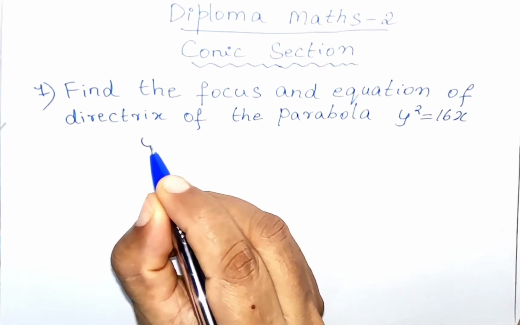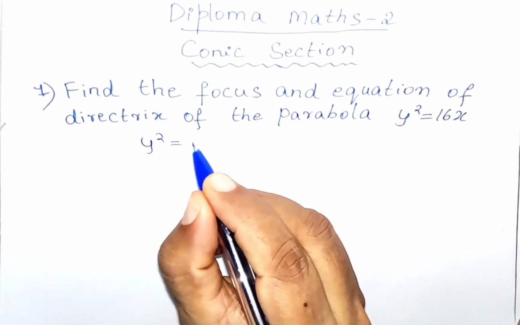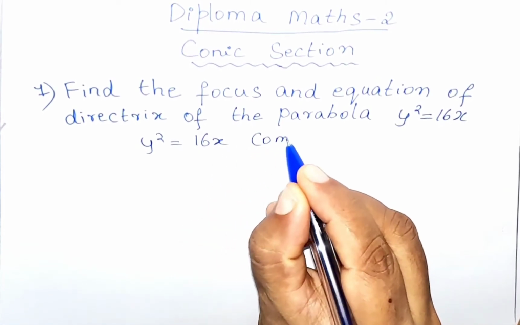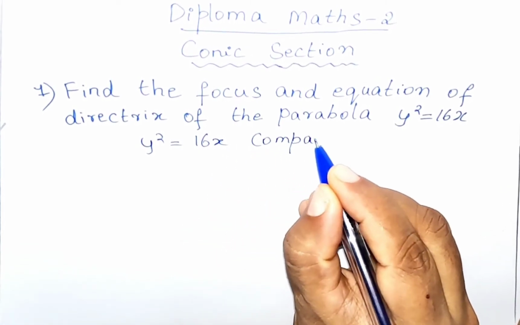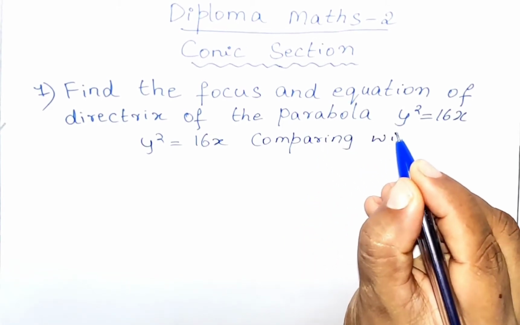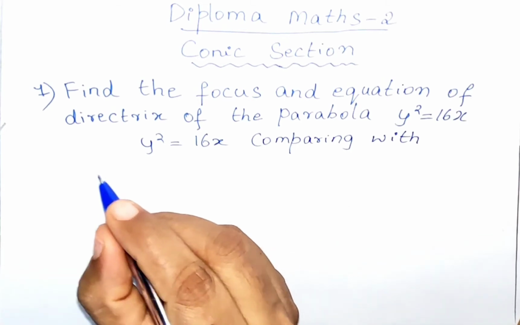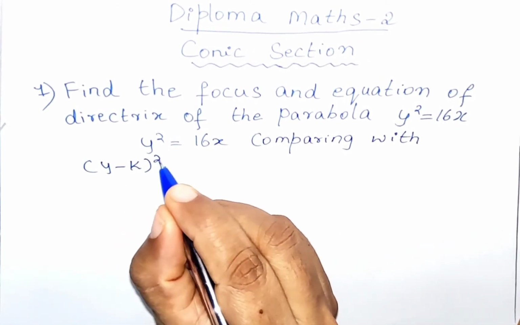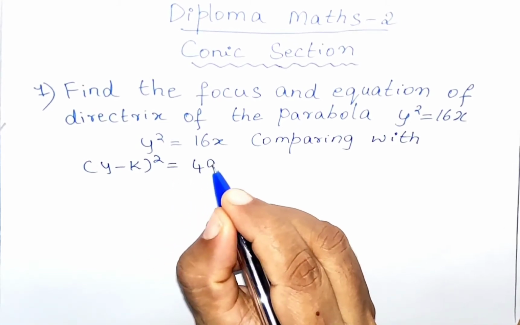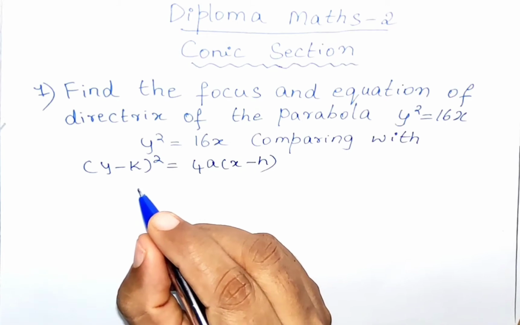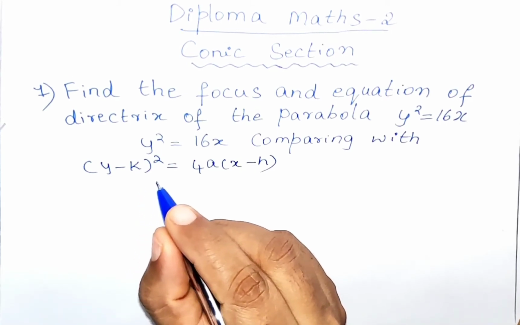First, let us write the given equation. The given equation is y square is equal to 16x. Let us compare the given equation with the standard equation of the parabola. What is the standard equation of the parabola? The standard equation of the parabola is y minus k whole square is equal to 4a into x minus h.